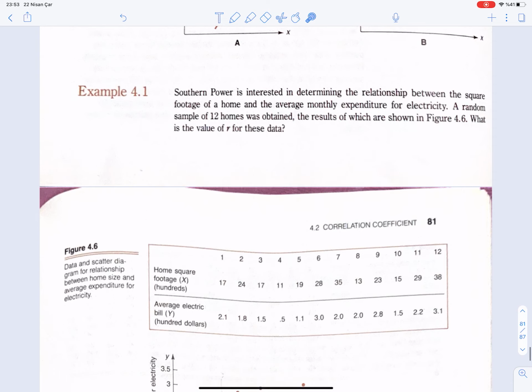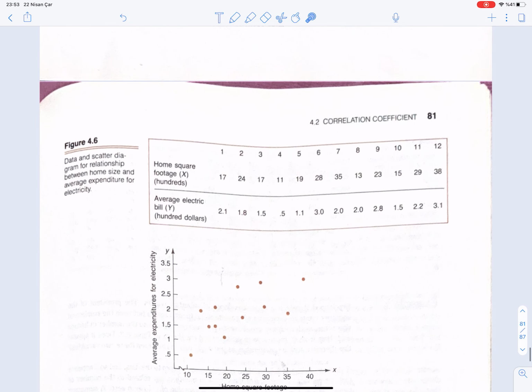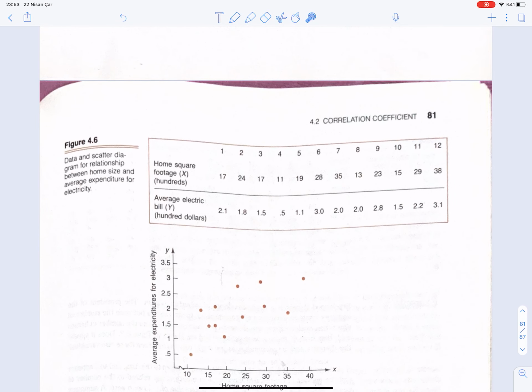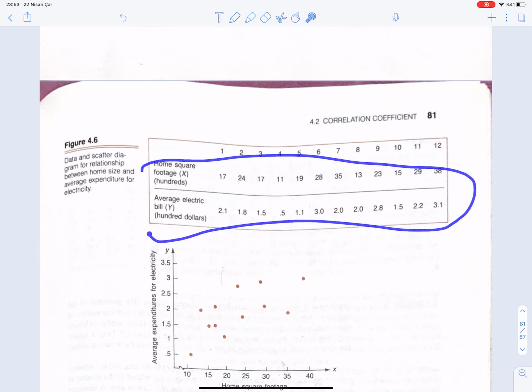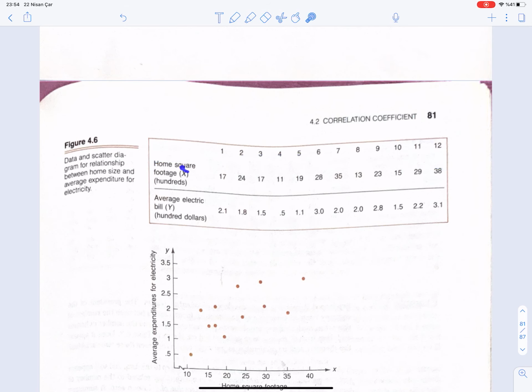So this is the example. We don't check, according to the book. The book doesn't check whether the data set has a normal distribution. To do that, you definitely need statistics software like SPSS. So you have two variables, one is x, which is independent, and the other is the dependent variable.